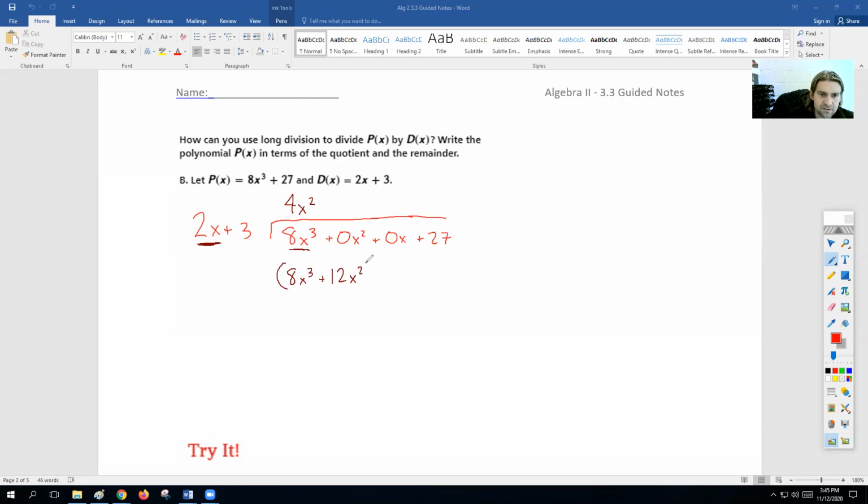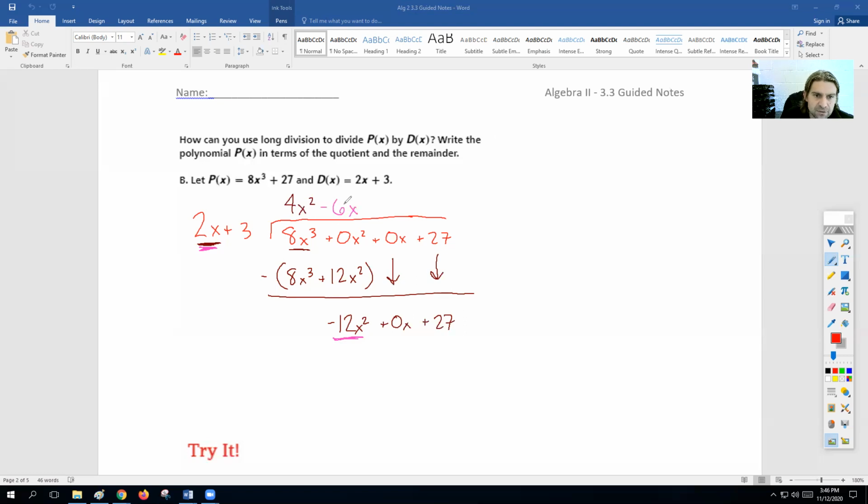So we're going to take this expression and we're going to subtract it. 8x cubed minus 8x cubed goes away. 0 minus 12x squared is a negative 12x squared. Bring down the rest. So plus 0x plus 27. Okay, so we're going to keep this going. All right, next. What do we need to multiply 2x by to turn it into a negative 12x squared? To multiply it by that, we'd have to multiply it by a negative 6x.